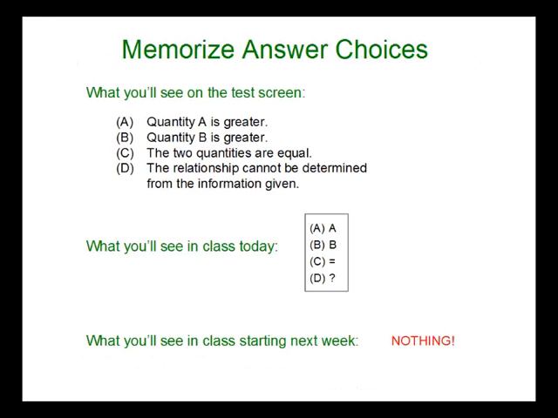So first order of business, if you have not already done this, is memorize the choices. Luckily, they're pretty straightforward. A corresponds to quantity A being greater, which is convenient. B to quantity B being greater. C is when they're equal, and D is when you can't tell. So in class today, on most of the slides, we'll have a little key to help you out, but in future lessons, you'll be expected to know this. And I think by the end of even this segment, you will.